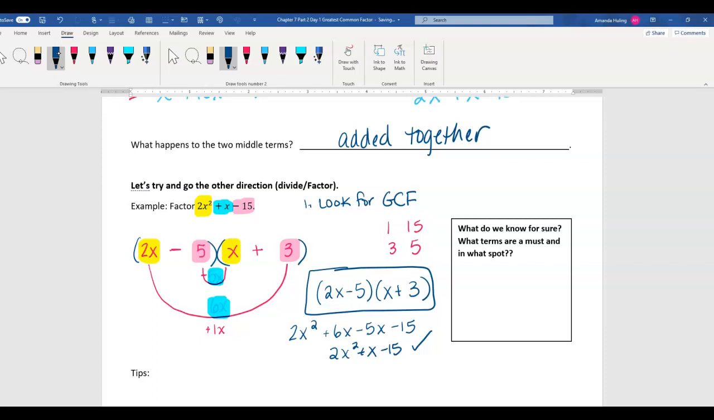So what were these things that we knew for sure? Well, we knew that the first term, the 2x squared, the x squared term, had to come from the first two spots in the binomials. And we knew that the constant came from the last two spots in the binomial. Okay, the hard part is finding out that middle term and making sure it matches. Okay, so you might have to try a couple different combinations.